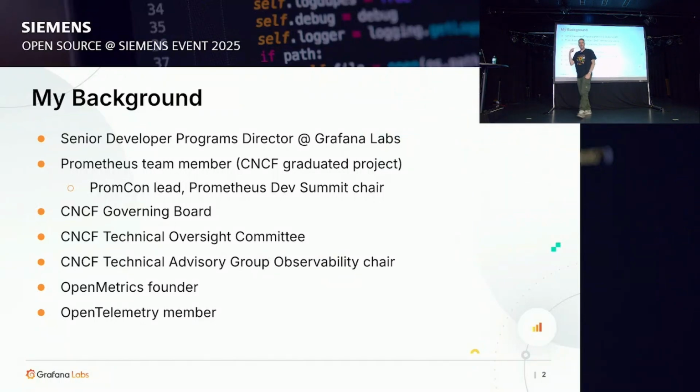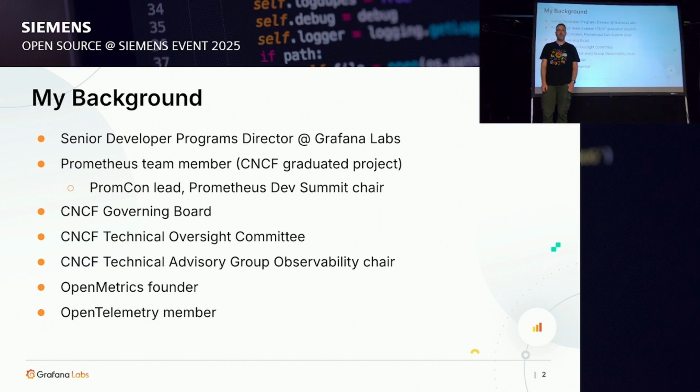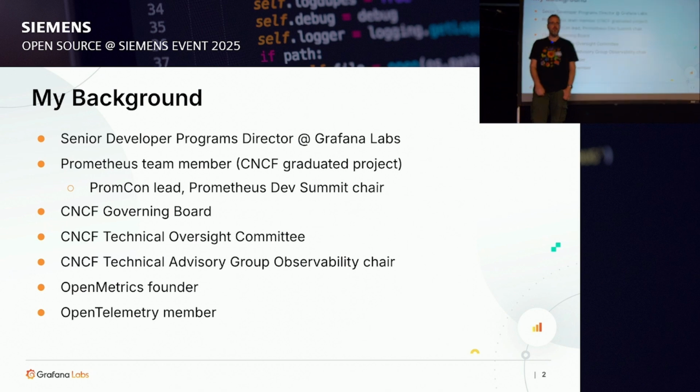So, super quick, who I am, because most of you probably don't know me here. I work at Grafana. I'm a Prometheus team member. I'm also part of OpenTelemetry. I've had various hats at CNCF, sitting on the Governing Board, Technical Oversight Committee, chair of the Technical Advisory Group, also CFP handling for KubeCon a few times, because I see all the t-shirts.